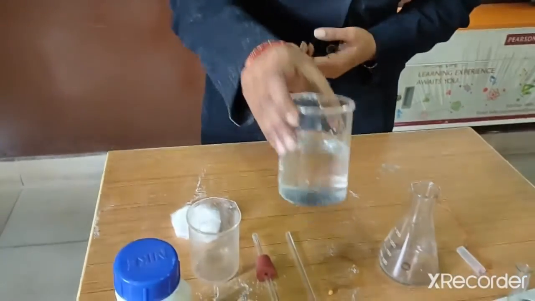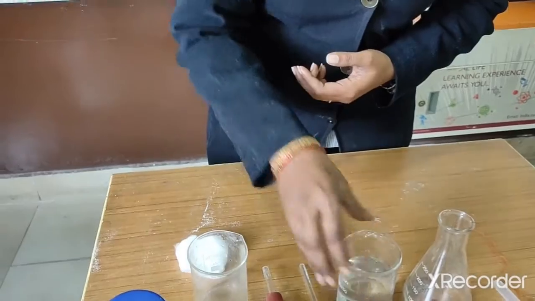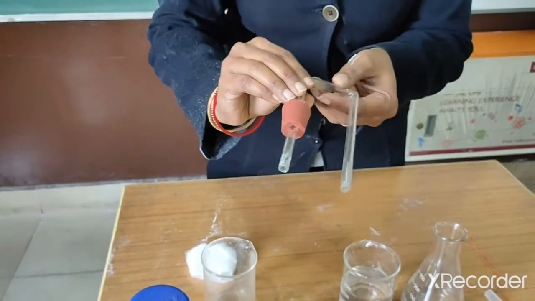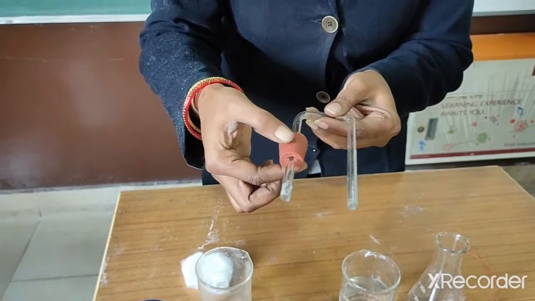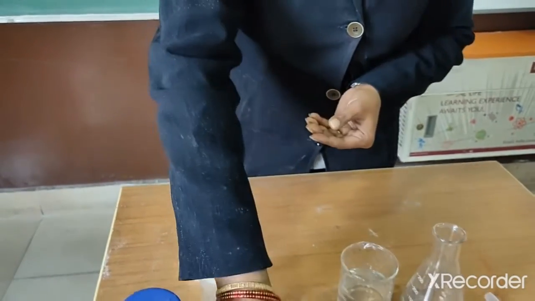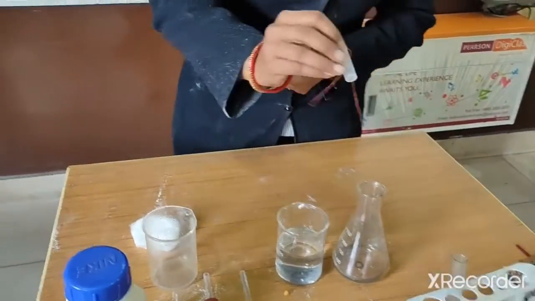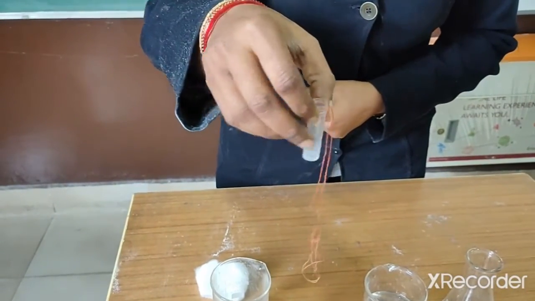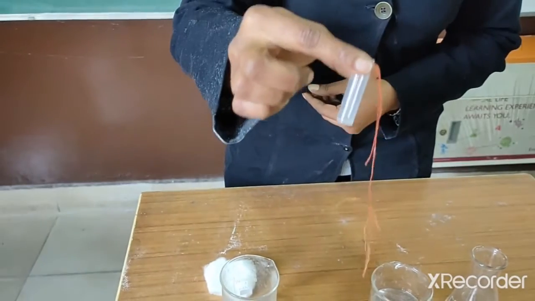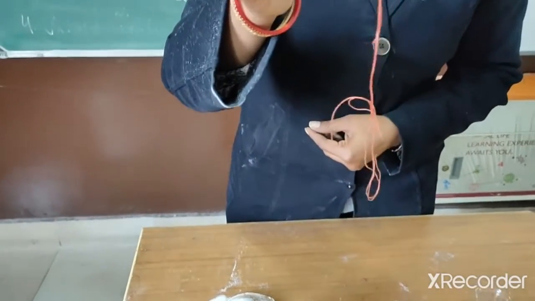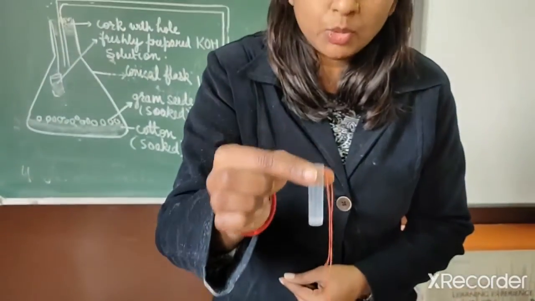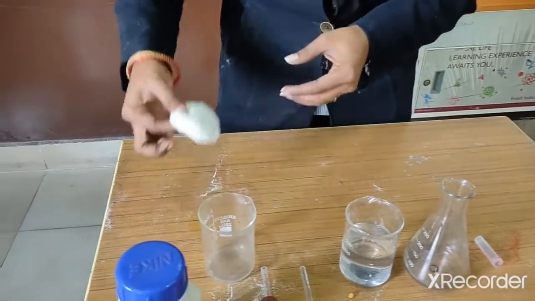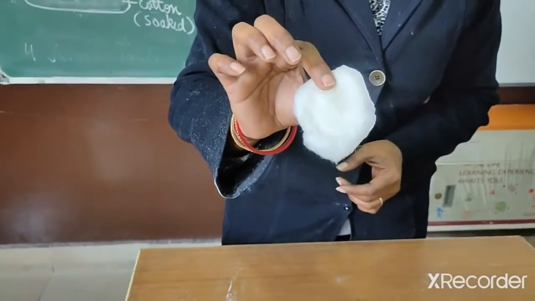Then we need a beaker with water. We need a delivery tube, also known as a U-tube, and a cork. We need a cork with a hole. Then we need a small bottle, any small plastic bottle or anything that is available at your home. We require this to prepare the freshly prepared KOH solution. Now let's start what we are going to do. One more thing, we need cotton also for this experiment.